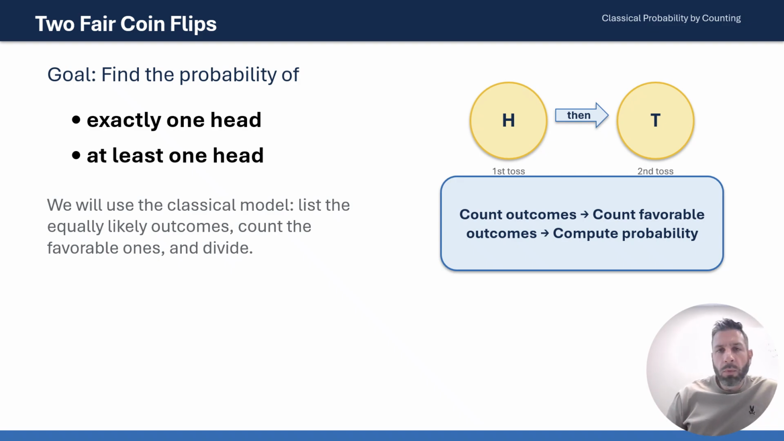Okay, let's do an example of what we talked about in the introduction slide. What we're going to do is flip a coin 2 times, and we want to ask a few questions about what we might observe. In particular, we want to know the probability of getting exactly one head in 2 tosses, and then we also want to know the probability of getting at least one head in 2 tosses. We will use the ideas of classical probability, and we will assume that a coin is fair in this instance.